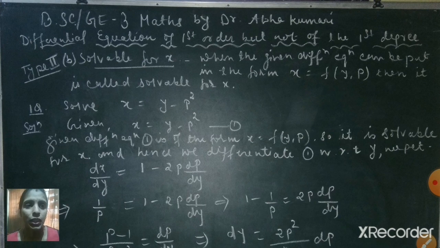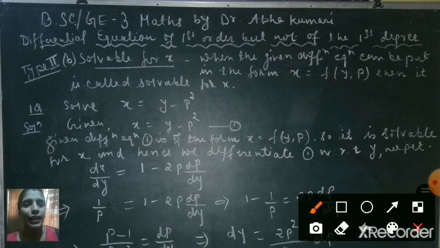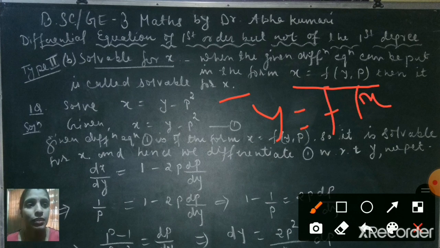When the given differential equation can be put in the form x equals f(y, p), then it is called solvable for x. Earlier we saw that when the equation is of the form y equals f(x, p), then the given differential equation is solvable for y. But today we will see how we can solve when the case is solvable for x.